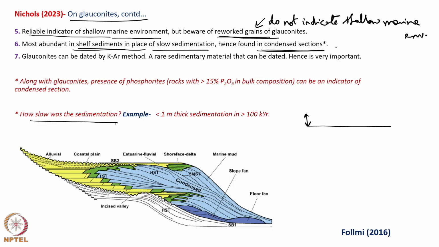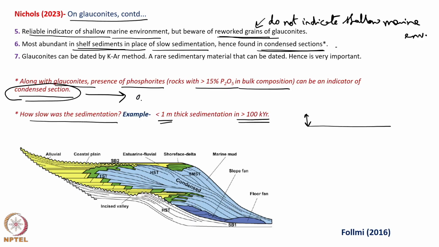How slow can be the sedimentation? It can be less than 1 meter in more than 100 kilo year. What are the other minerals that can occur along with glauconites indicating condensed section? The answer is phosphorites, rocks with 15% or more P2O5 in bulk composition. So in the condensed section we can get glauconites and phosphorites.